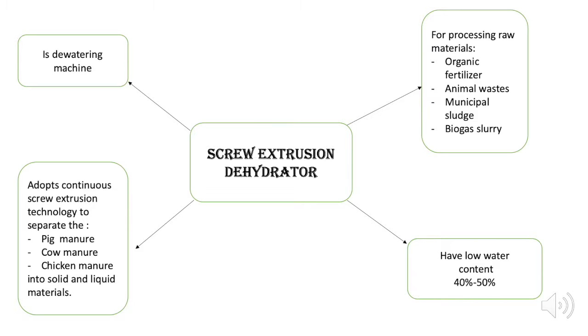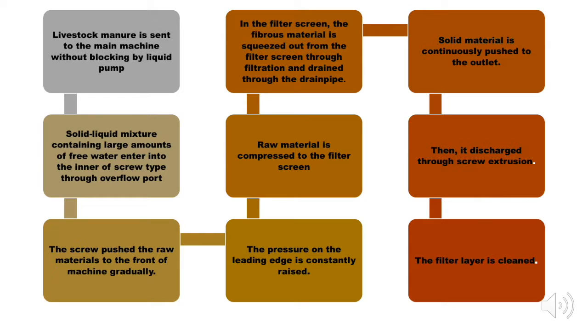For the processing steps, here is how the machine operates. Firstly, livestock manure is sent to the main machine without blocking by a liquid pump. In the second step, the solid-liquid mixture containing large amounts of free water enters the inner part of the screw through the overflow port. The screw pushes the raw materials to the front of the machine gradually. Then, in the filter screen, the fibrous material is squeezed out through filtration and drained through the drain pipe.